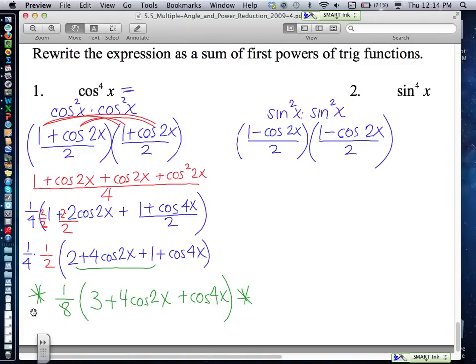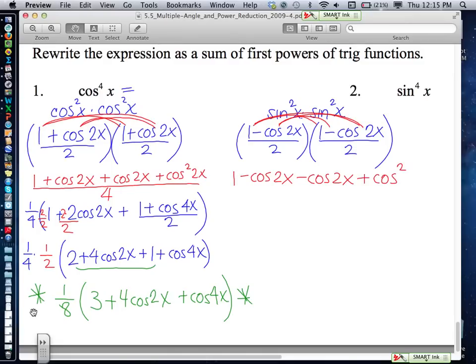And now, like I told you a few minutes ago, this is like a real formulaic process. You do the same thing over and over. So my next step is to FOIL. So we do 1 times 1, 1 times negative cosine 2x, negative cosine 2x times 1, and then finally negative cosine 2x times negative cosine 2x.